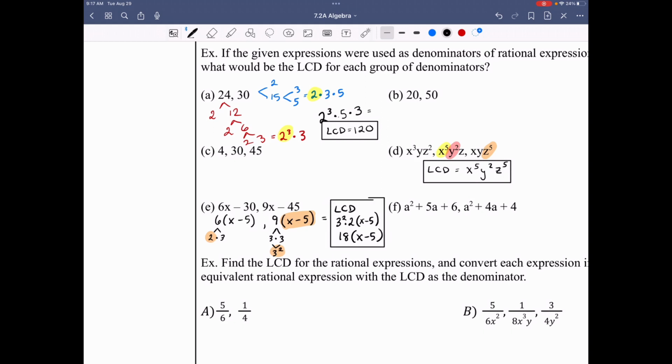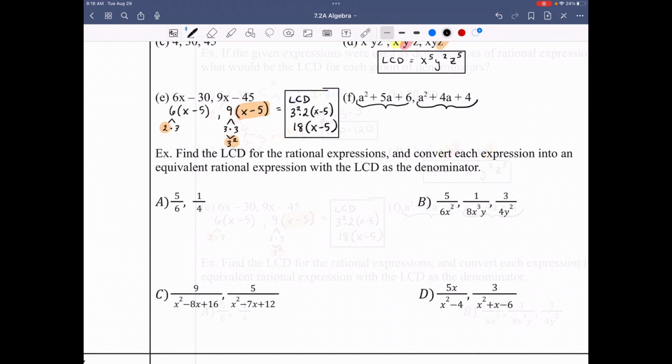All right, go ahead and try F in your groups. You're going to have to factor these first. For this example, we are looking for the LCD, and then we're going to write each of the rational expressions as an equivalent rational expression so that they have the same denominator.